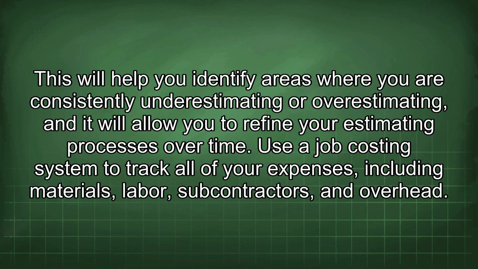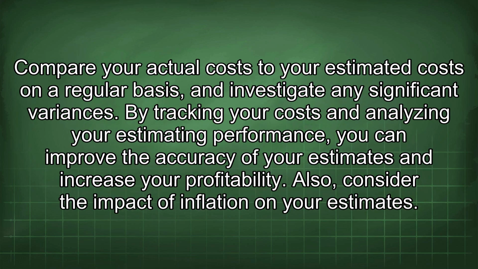Use a job costing system to track all of your expenses, including materials, labor, subcontractors, and overhead. Compare your actual costs to your estimated costs on a regular basis, and investigate any significant variances. By tracking your costs and analyzing your estimating performance, you can improve the accuracy of your estimates and increase your profitability.